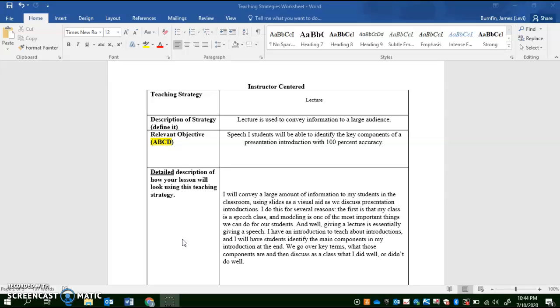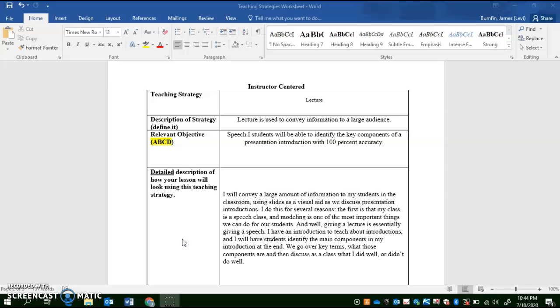Introductions really set you up for success. If you do not have a good introduction, it doesn't really matter how well you do for the rest of the speech. You're not going to get that interest from your audience that you really need. So I spent a lot of time on my introductions, so I went ahead and picked that as my topic this time around and used 4 different teaching strategies.